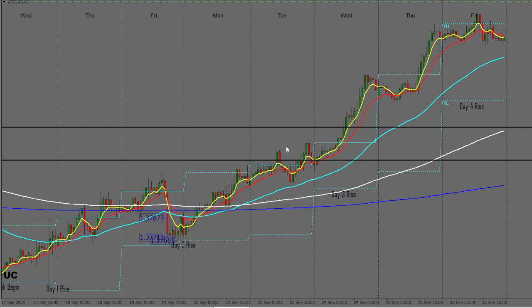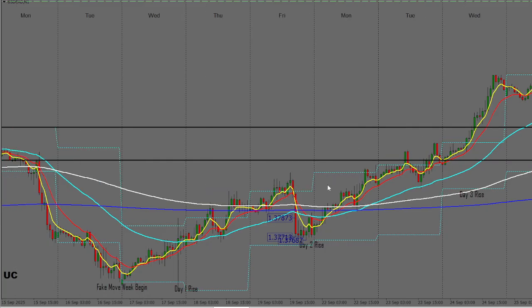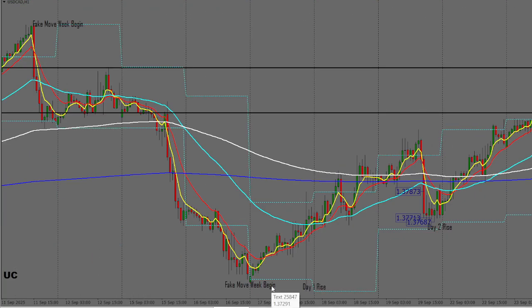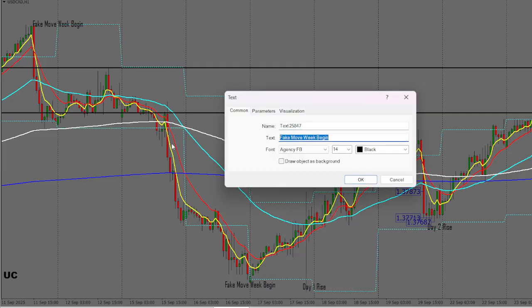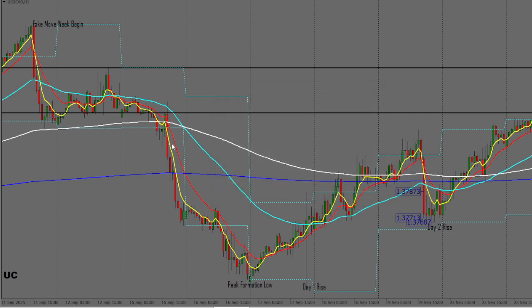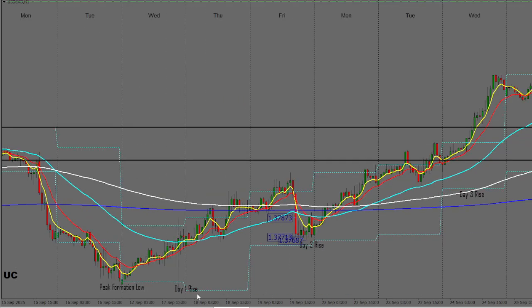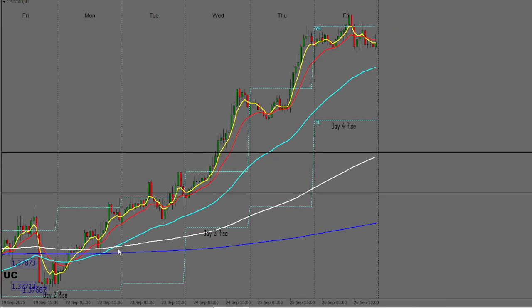So can you see here? Day two rise, day three rise, and then day four rise. Jump back and forth. Maybe Monday he will give a rise above this and then reverse down. Because here, as you can see, this is not the fake move week beginning. I thought I had corrected it. This is the peak. Let me just write it down. Peak formation low. So this is the peak formation low: the day one rise, the day two rise, the day three rise, the day four rise.